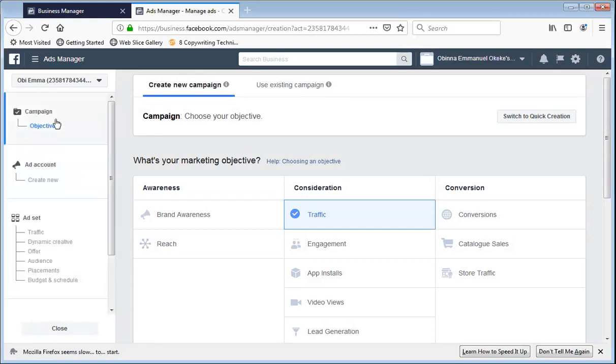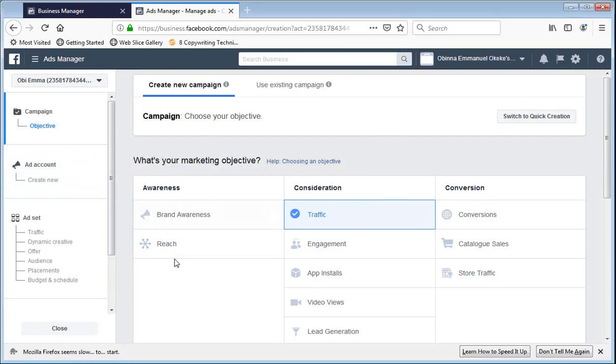What do I mean? The campaign stage, which is the first stage, that's where we are now. This is the place where you have to choose the objective of your Facebook ad. Is it for awareness? Is it for consideration? Is it for conversion? For awareness, let's say you are a new brand. You want to get your brand out there. You want to get people to know more about your brand, what you do.